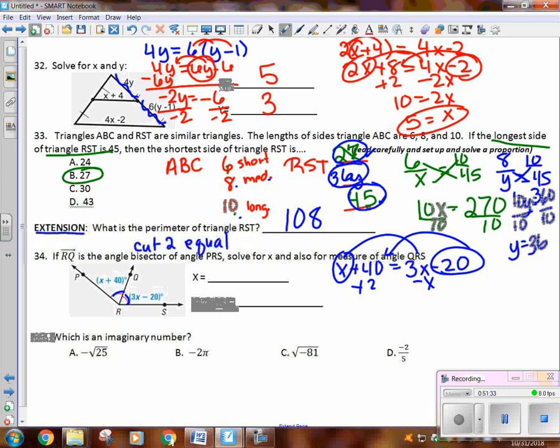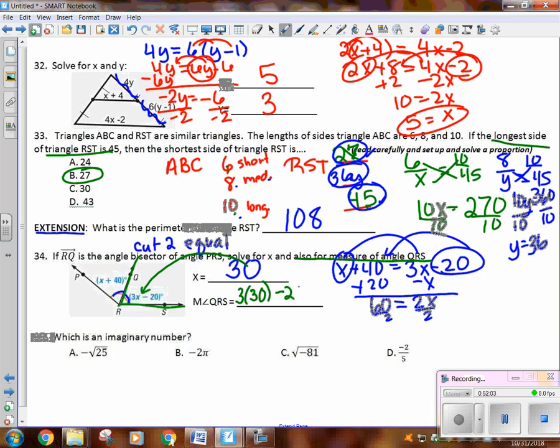Oh, it's asking me to do something else. It says solve for x and also solve for the measure of the angle QRS, which means I need to put x in. Well, I found 30 for x, so put 30 in for x. So 3 times 30, subtract 20. Well, 3 times 30 I think is 90. 90 minus 20. So the measure of angle QRS should be 70 degrees, which is an imaginary number.